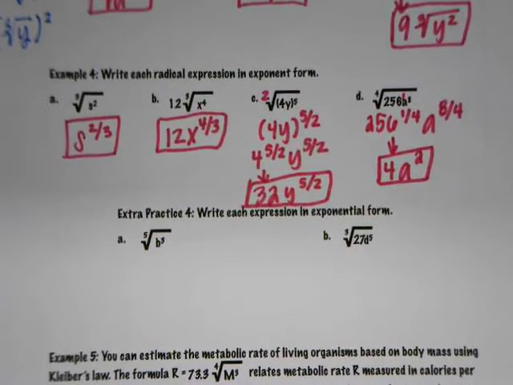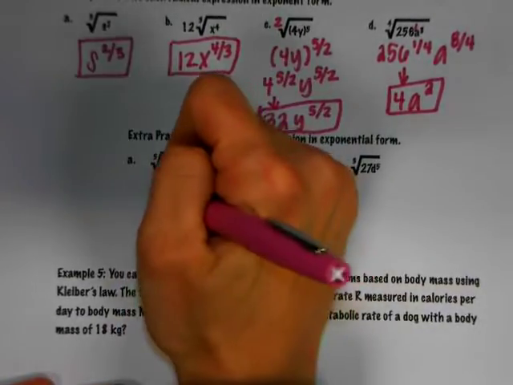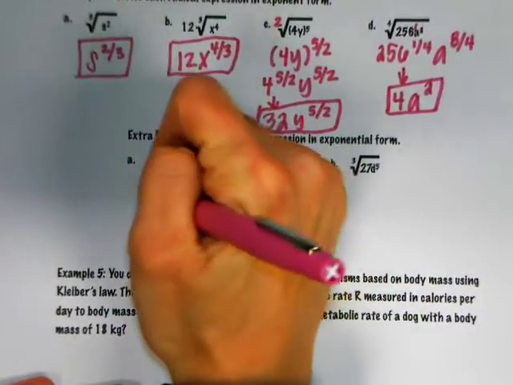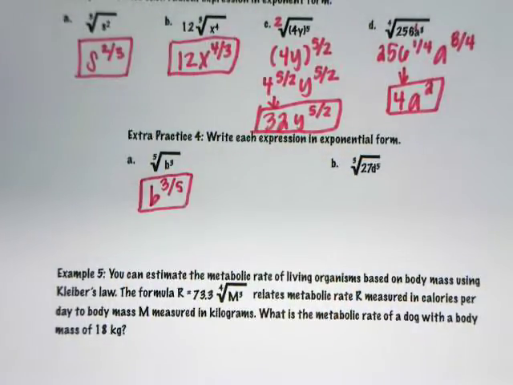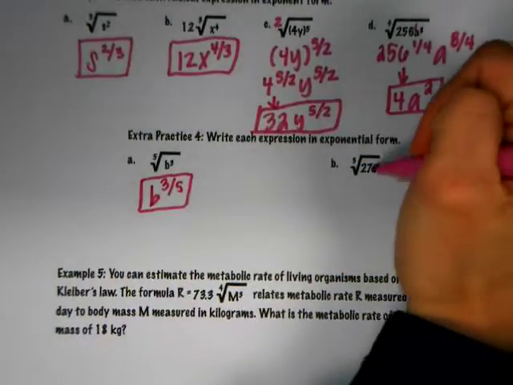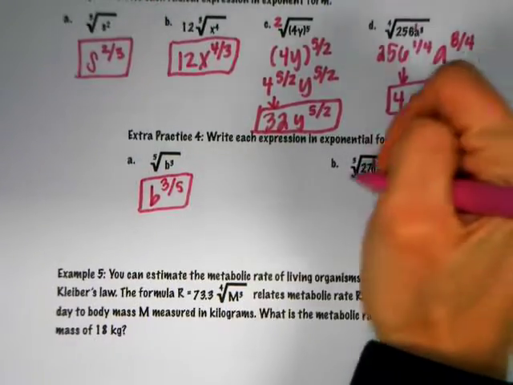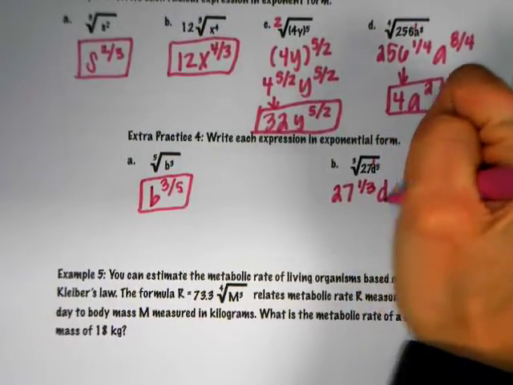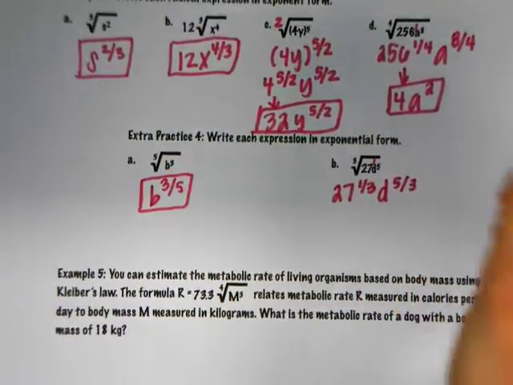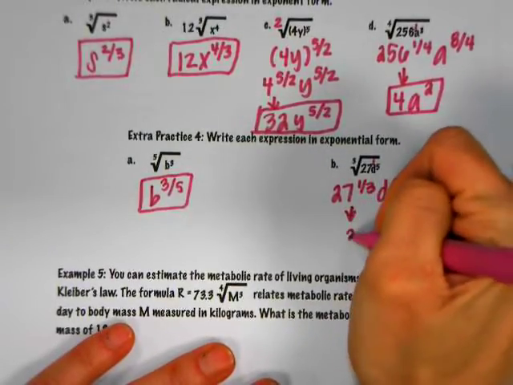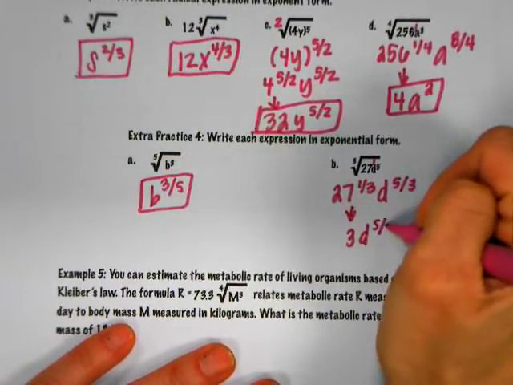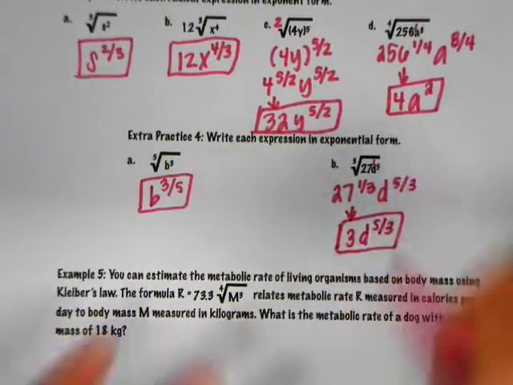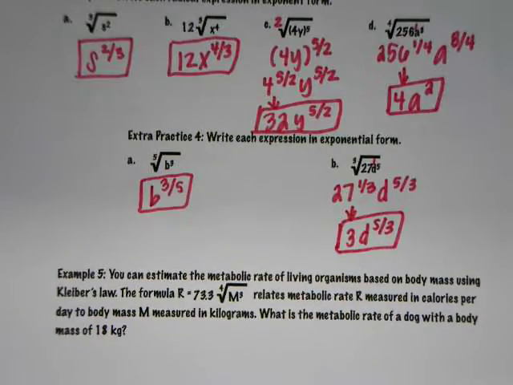All right, so for A, what do you guys get? B to the what? Yeah, B to the 3/5 power. Okay, and then B does not have parentheses, correct? So what exponent does 27 have? A 1. So you should have 27 to what power? 1/3. And then D to what power? 5/3. And then what's 27 to the 1/3? 3. And then can I simplify that? No. So we will just leave it like that. Good? Any questions at all? Okay.